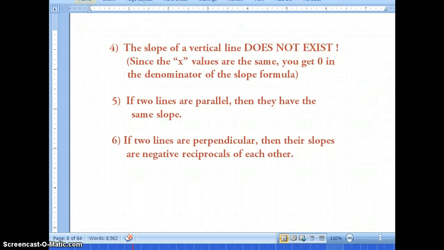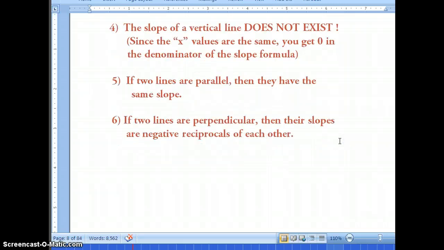So take a minute and look that over. Get this copied down. So those are the characteristics that I would like you to know for slope. What we're going to do right now is we're going to work a couple of sample problems from the assignment, and then tomorrow when you come in, we'll complete the assignment together. So let's start off.